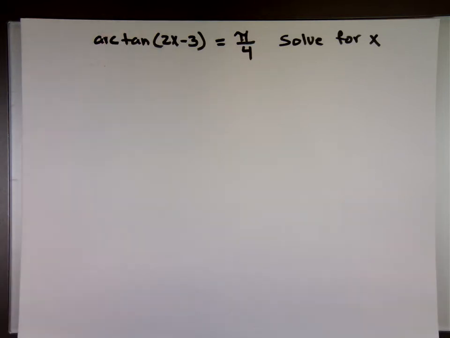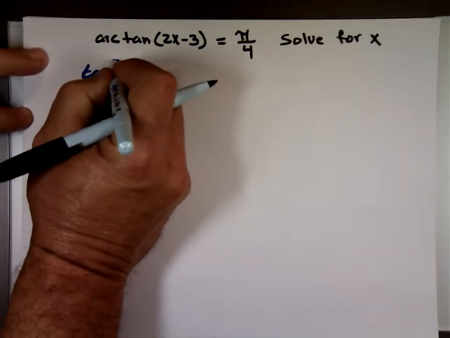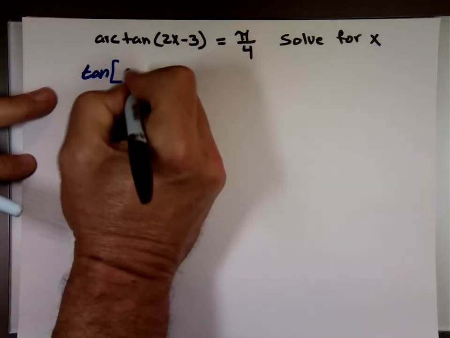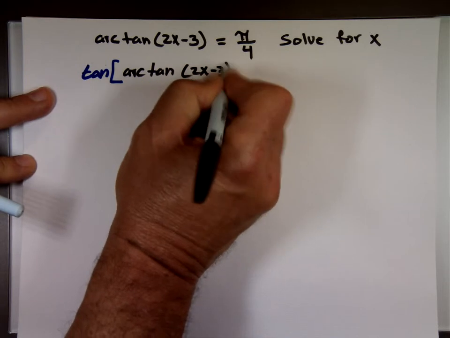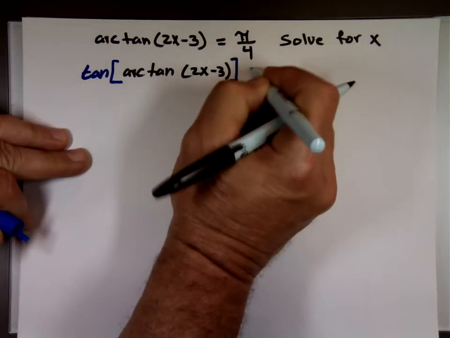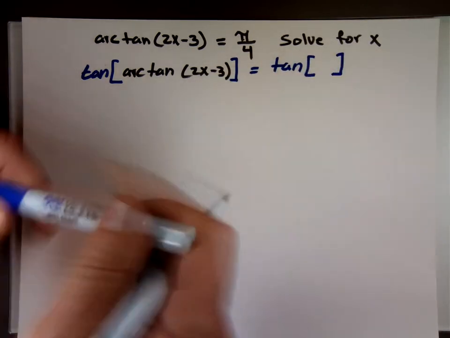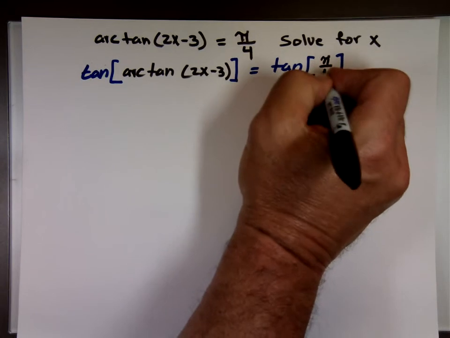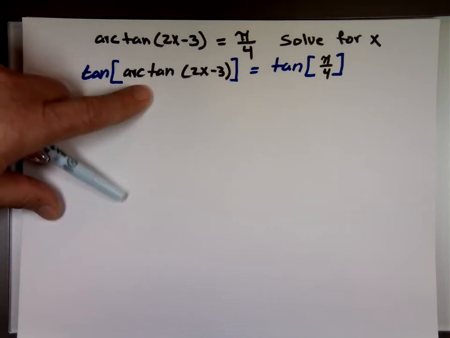Arctan, that's the inverse tan. One of the best ways to cancel the arctan is what? You take the tan of both sides. The tan of arctan equals the tan, so I'm taking the tan of both sides, pi over 4. The tan and the arctan, one is the inverse of the other.